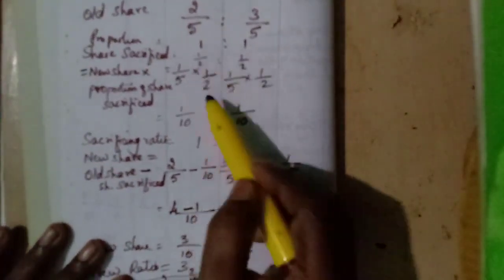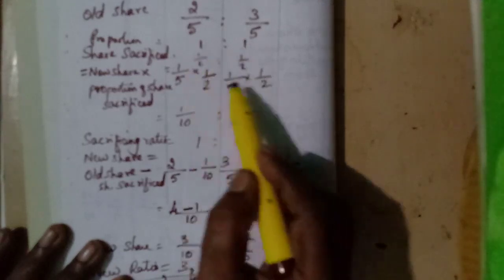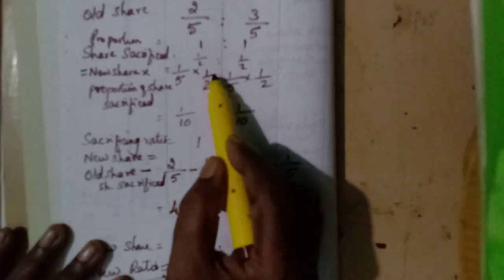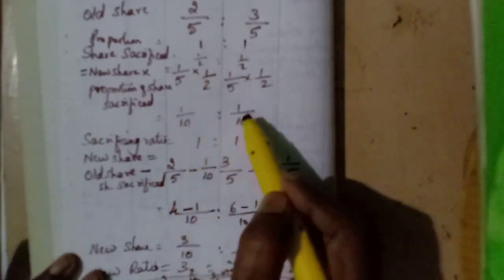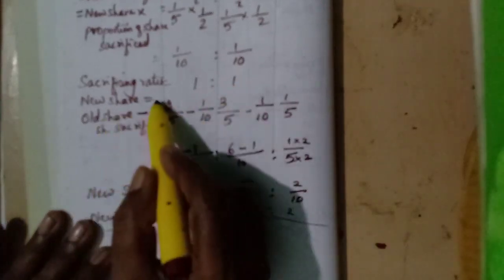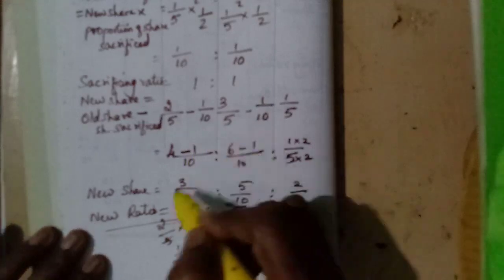Today's one, here equal proportion given. Okay, so we take 1:1, 1/2, 1/2. The new share of the new partner into half. So 1/10, 1/10. Then sacrificing ratio calculated. New share is equal to the same formula: old share minus share sacrificed. Okay, we will get the new share and ratio.